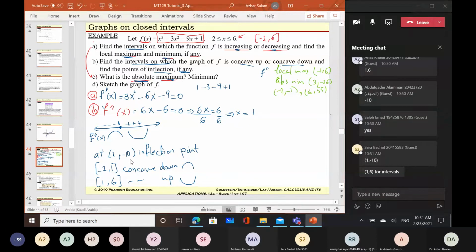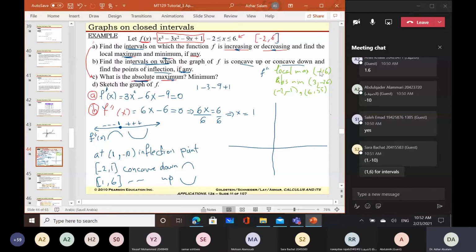Okay. Yes, 1 and 6 for the interval. You can write it open or closed here, but it has to be closed at 6. I have a closed interval at 6. It's not important whether you make it closed or open at 1. It's an inflection point, so it could be closed or open. So I have all the information that I need to sketch. You can find the y-intercept and x-intercept, but I think my information here is enough.